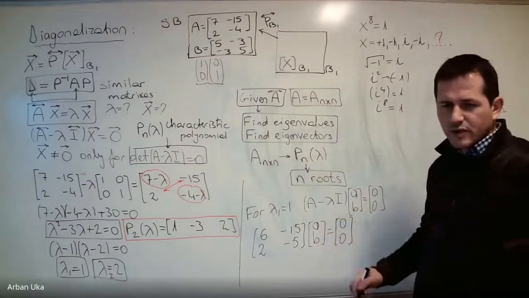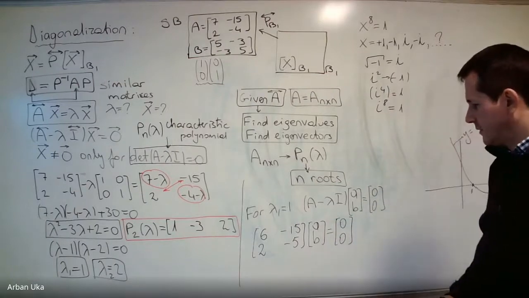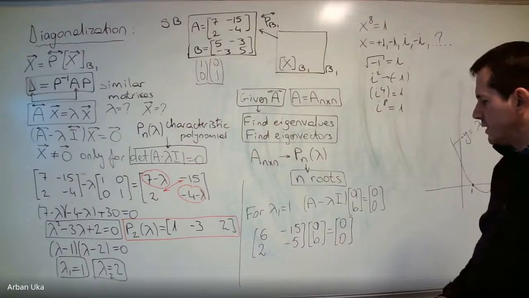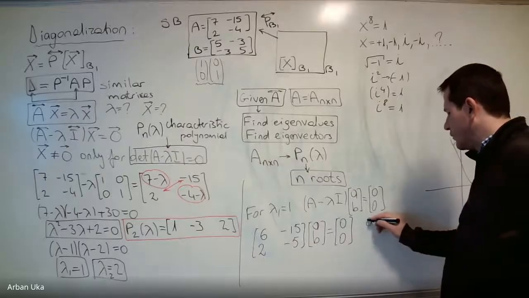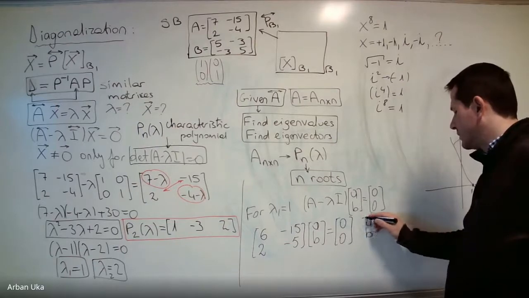So how many unknowns do we have here? 2 unknowns. How many equations do we need? 2. Can we get 2 equations from here?